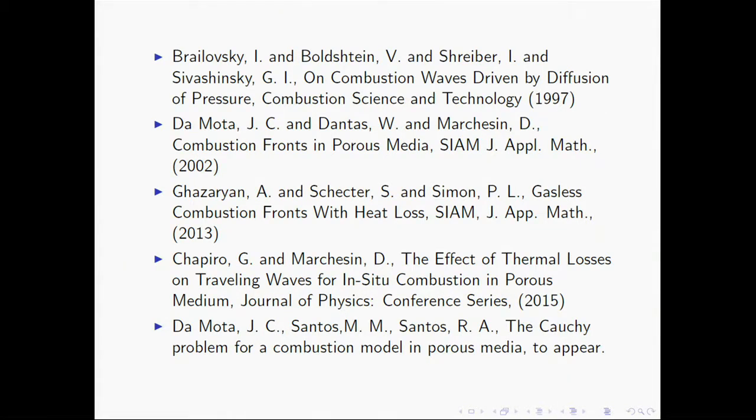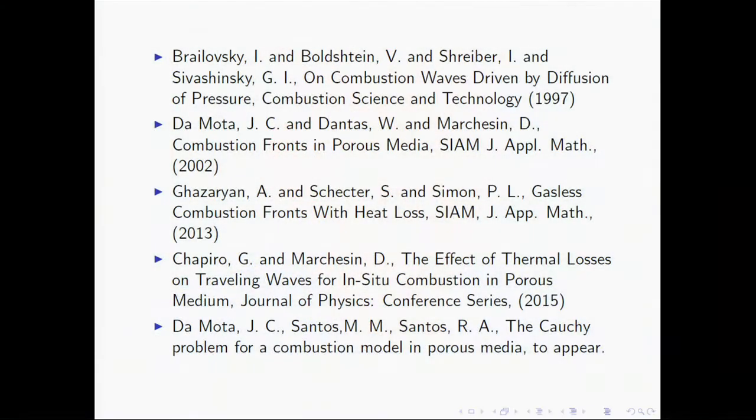Here we have a list of some articles related to combustion in porous media, only some papers. There is a vast literature in this area.